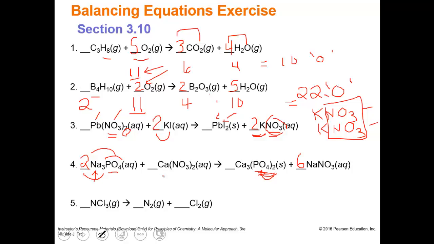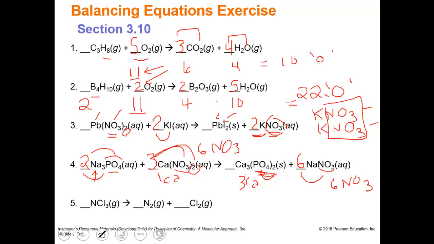I have 1 calcium here. I have 3 calciums over here. So let's put a 3 in front. Now we have 3 calciums. And then we have the nitrates, which have 2 in each of the molecules. So 3 times 2 is 6 of the nitrates on the left. 6 times the nitrate group gets me 6 nitrates on the right. Woohoo! We're balanced.